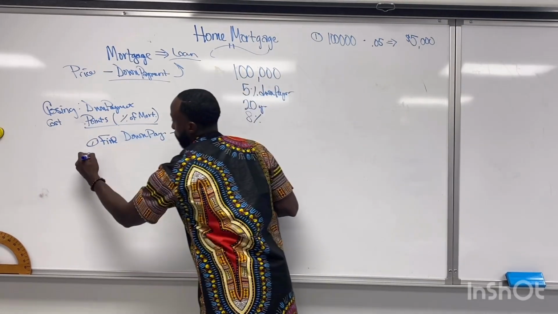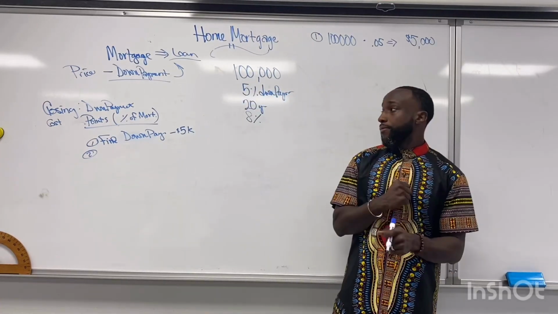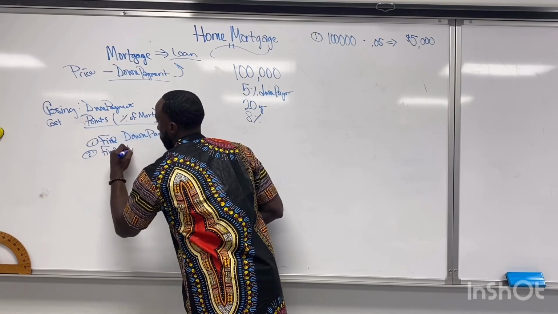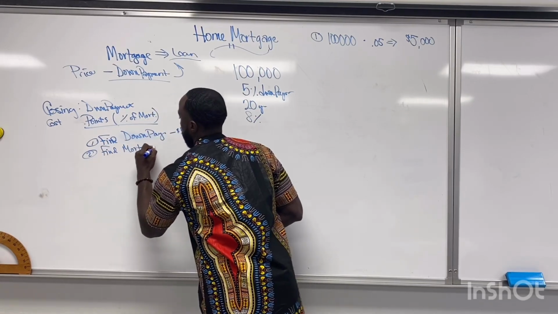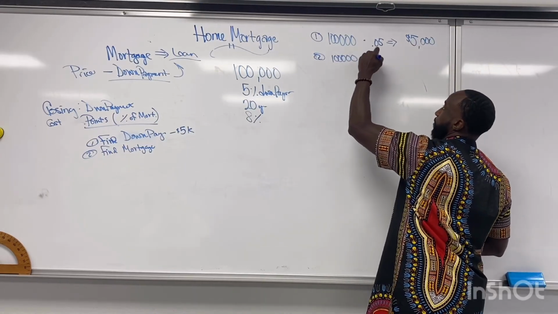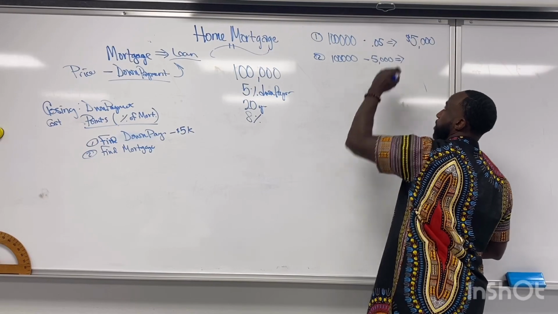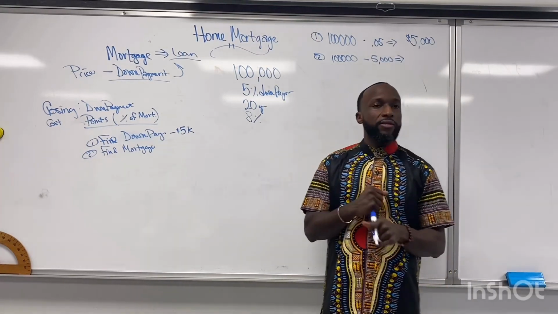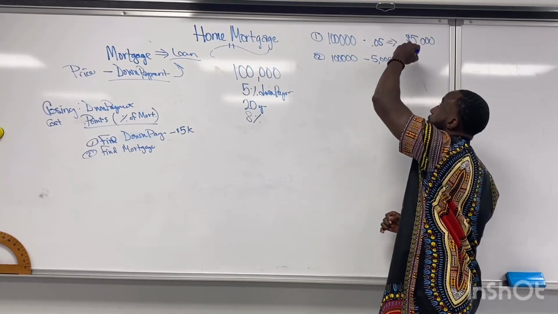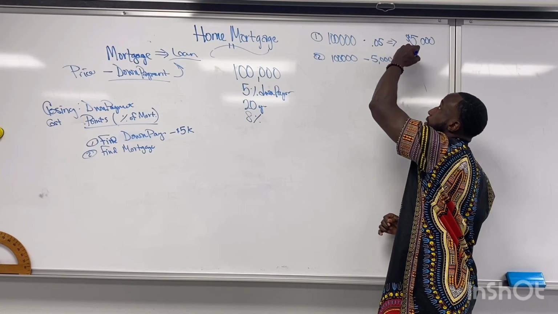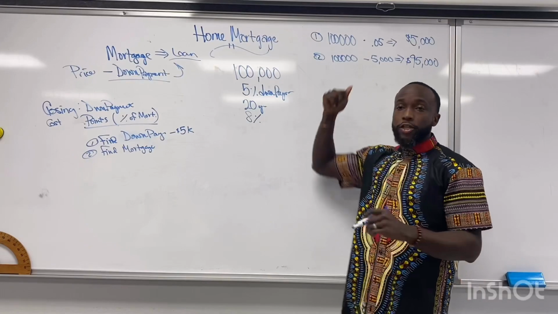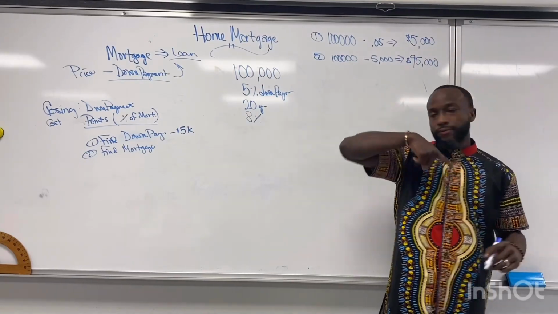The second thing you want to do is calculate what your mortgage is going to be. So now you want to find the mortgage. The mortgage is going to be 100,000 minus 5,000. What's that? $95,000. So your mortgage is what you take out a loan for, okay?